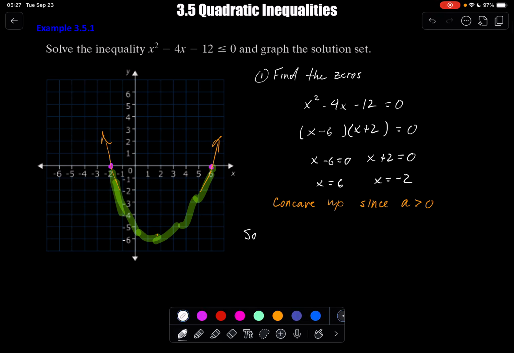And so we can see that our solution set is going to be all of the x values. So the solution is going to be all of the x values between negative 2 and positive 6. And since we are looking at less than or equal to 0, we're going to include the endpoints, so we'll have brackets on our interval. If this was just strictly less than, we would have parentheses on the interval, right?